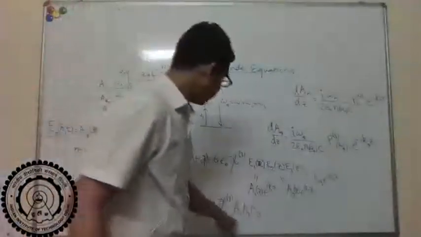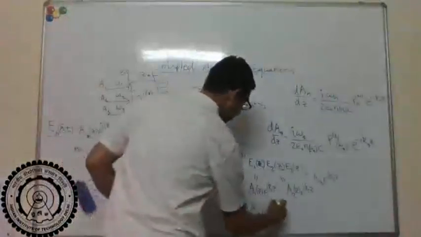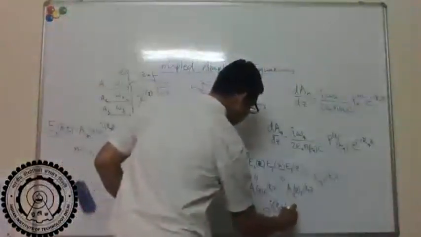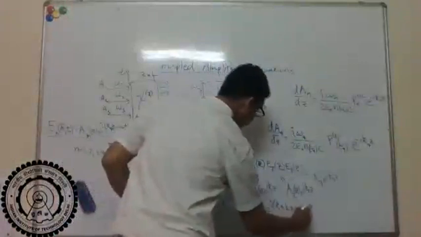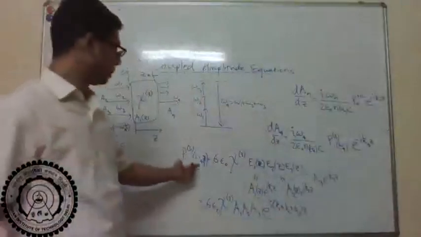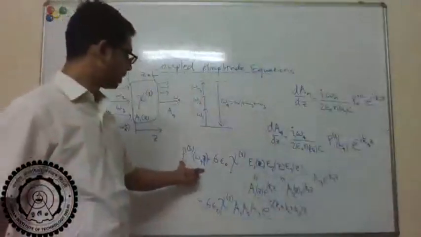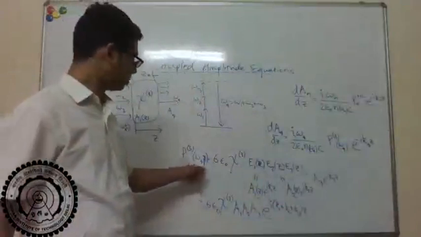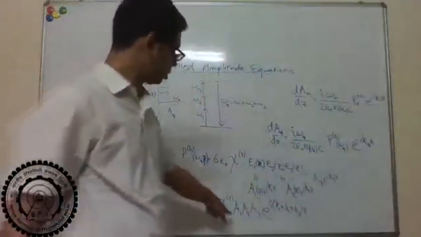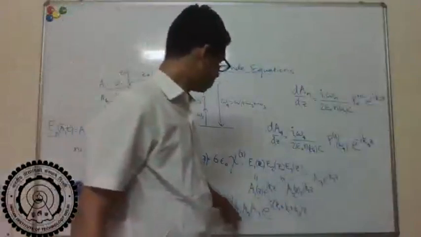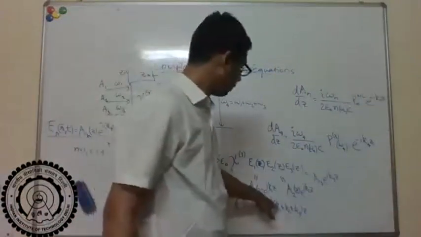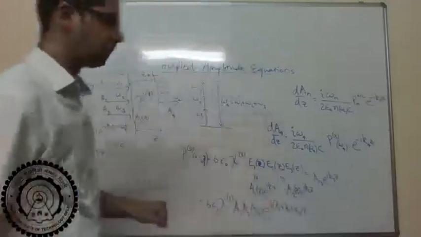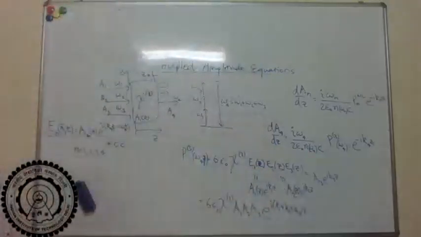So I'll get a product of A1, A2, A3, and then I'll get e to the i(k1 plus k2 plus k3). Right, so that will be my nonlinear polarization induced at the frequency omega 4, right? So it goes as e to the i(k1 plus k2 plus k3) times z.